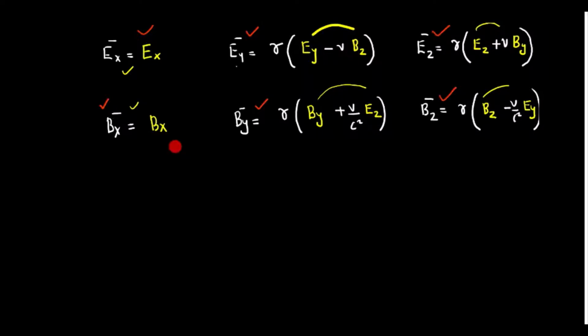From these transformation rules, this is a transformation from one frame to another. Of course, in the special case the frame is moving in the x direction. But anyhow, this is a transformation from one frame of reference to another frame of reference. From this transformation we are going to find out what kind of quantity this is.